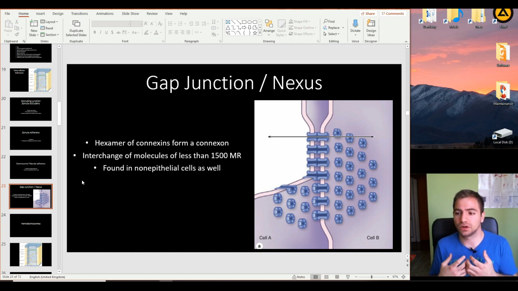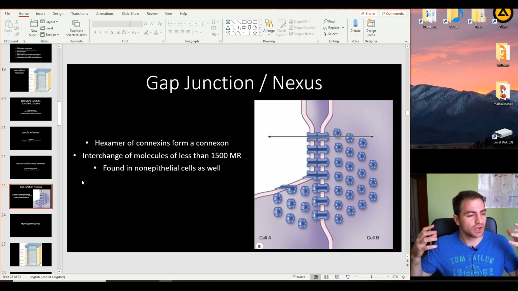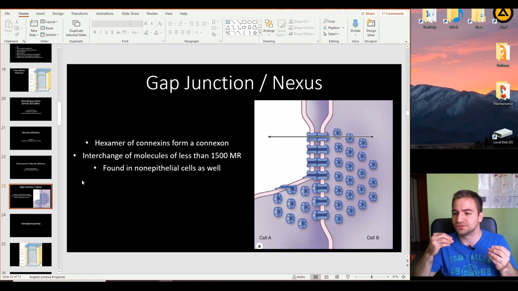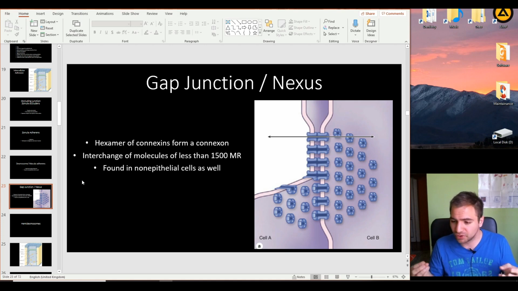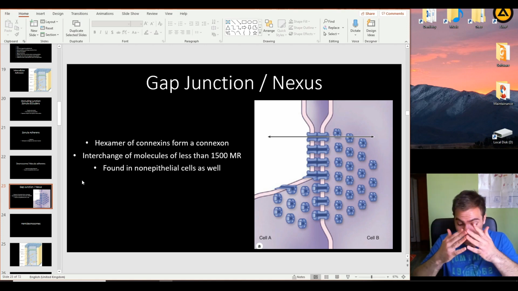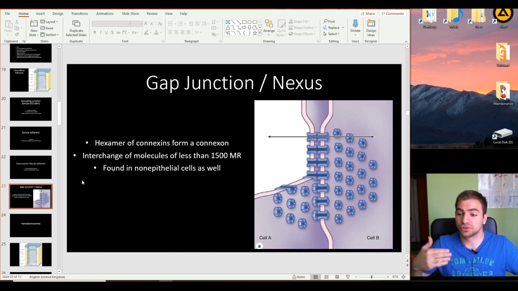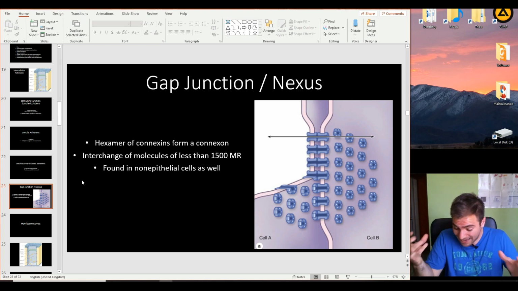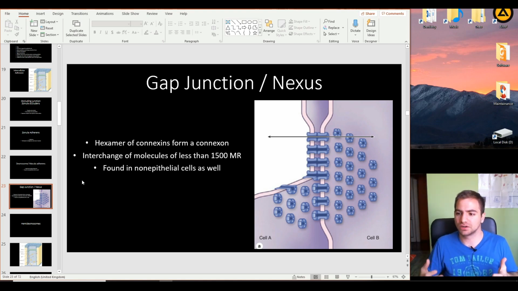Of course, these molecules are small, typically beneath 1,500 Da, meaning, for example, ions, very small saccharides, maybe very small amino acids, tiny structures that can actually be moved from one cell to the other. This is a very important structure, and most importantly, it is responsible for the heart beating, because we need a synchronized heart beat, and the passage of ions from one cell to the other at a specific time is what allows the heart to beat in synchronicity.